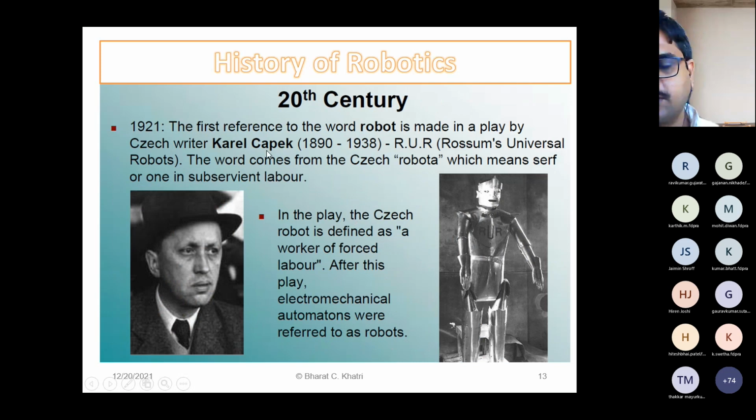Earlier I told you that in 1921 the word robot was first used in the world. It was given by Karel Čapek in R.U.R., Rossum's Universal Robots, designed in 1920. The word is a Czech word, robota, and its meaning is very simple: a worker or forced labor under the supervision of a boss. You can say human being.